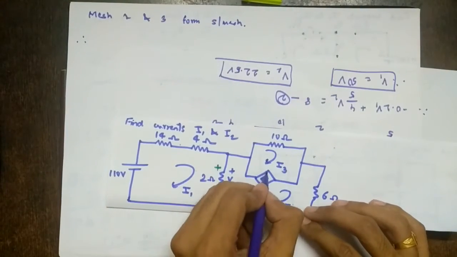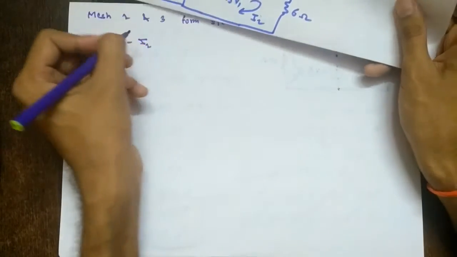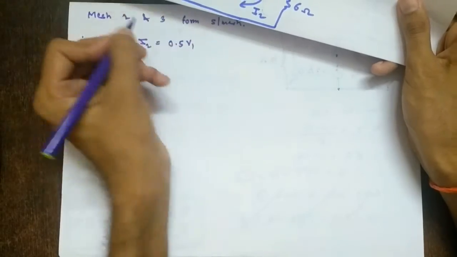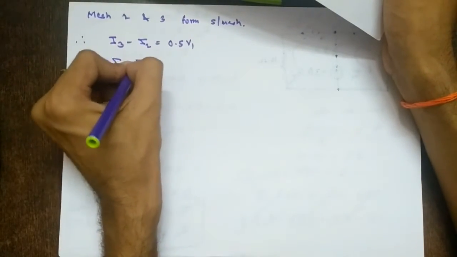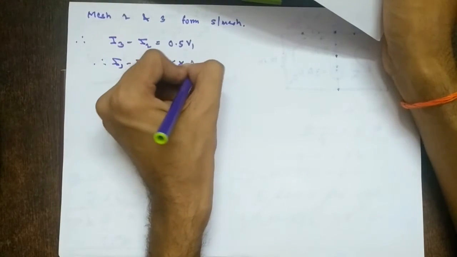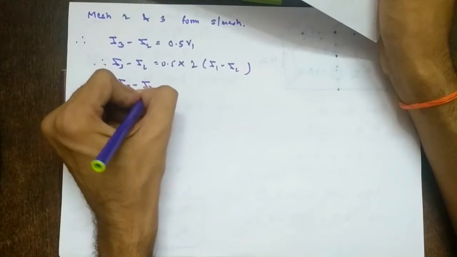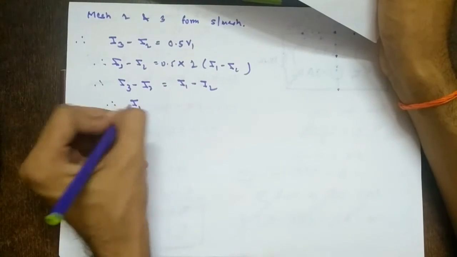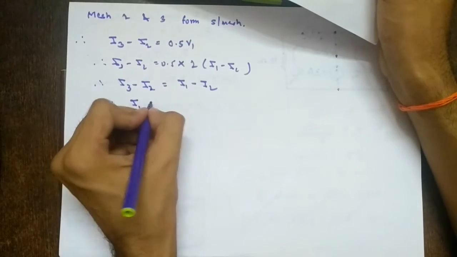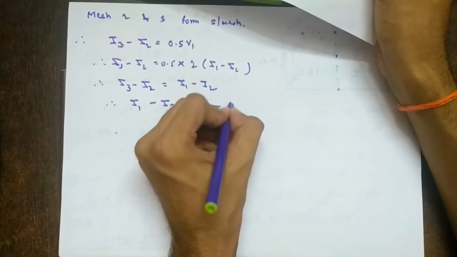Which current is in the same direction as current source? I3. So first we will write I3, and I2 is in negative direction of I3. So minus I2 equal to, what is the value? 0.5 V1. So now we see we have the extra unknown. So what is V1 in terms of I1 and I2? 2 times I1 minus I2. So therefore I3 minus I2 equal to 0.5 times 2 times I1 minus I2. So what will this be? Therefore I3 minus I2, 0.5 into 2, 1, equal to I1 minus I2. So therefore I1, so a minus I2 will come here, plus I2 will get cancelled. So I1 minus I3 equal to 0 amperes. This is equation number 3.